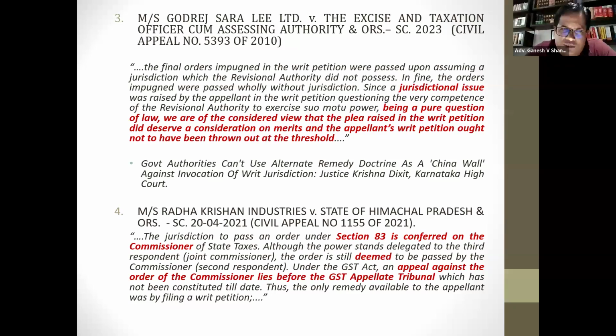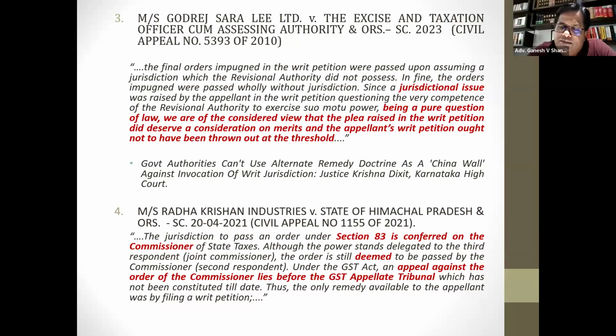So going to this judgment of Godrej, if I have to read that paragraph: the final orders impugned in the petition were passed upon assuming a jurisdiction which the revisional authority did not possess. In fine, the orders impugned were passed wholly without jurisdiction, since a jurisdictional issue was raised by the appellant in the writ jurisdiction, questioning the very competence of the revisional authority to exercise suo motu power, being a pure question of law. We are of the considered view that the plea raised in the writ petition did deserve a consideration on the merit. An appellant's writ petition ought not to have been thrown out at the threshold.